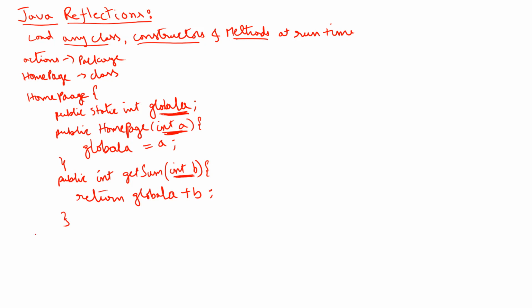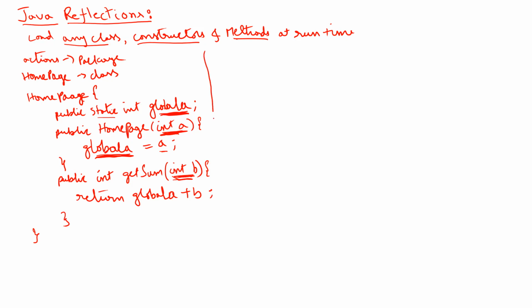So this is my Homepage class. Basically I have a static variable globalA, and I am using an argumented constructor to initialize this globalA value. I am passing some variable and initializing globalA to this value, and I have a method where I get the sum of globalA and another variable that I pass, int b. So getSum of int b returns globalA plus b. This is what I am doing in this class.